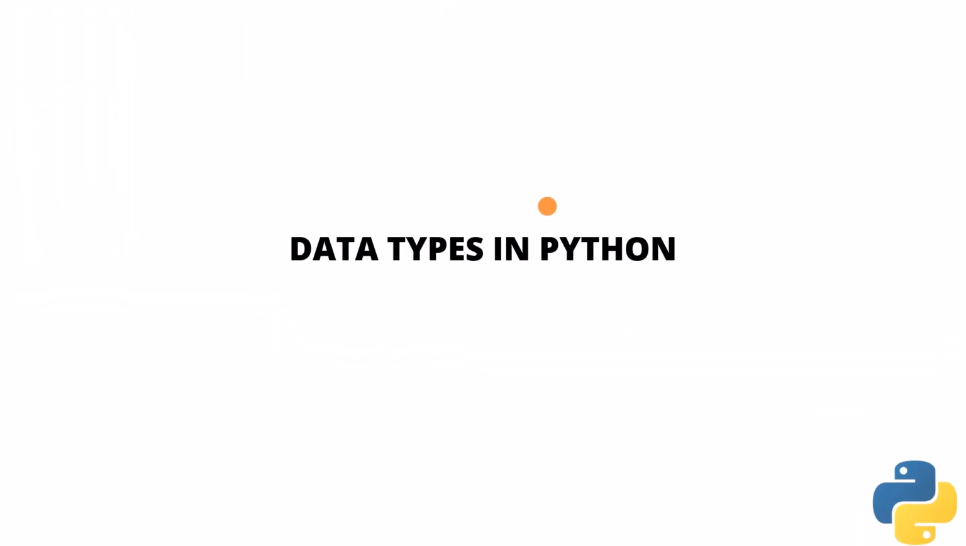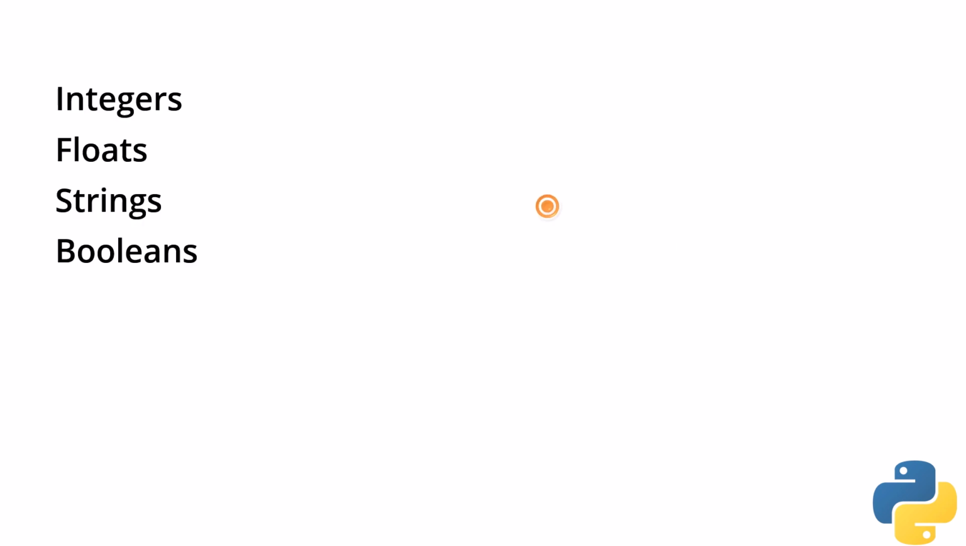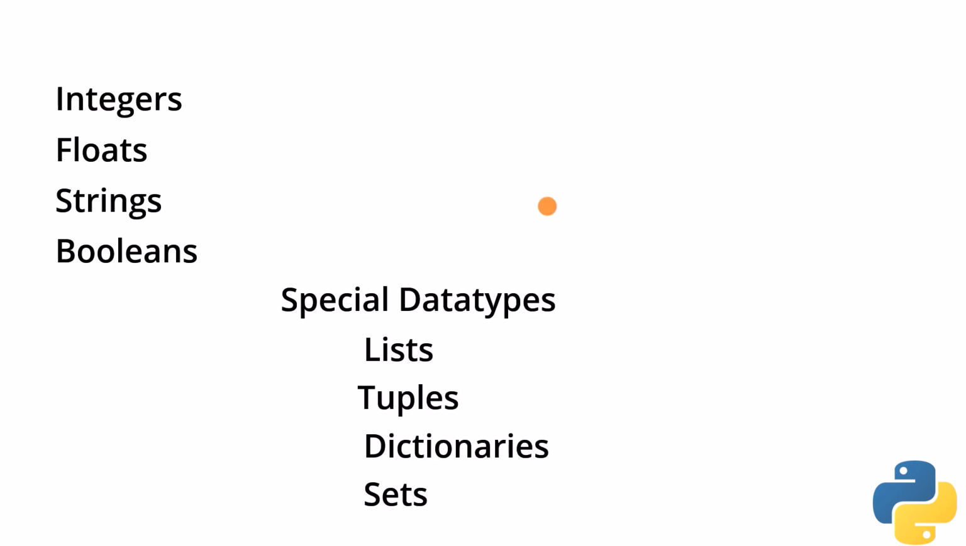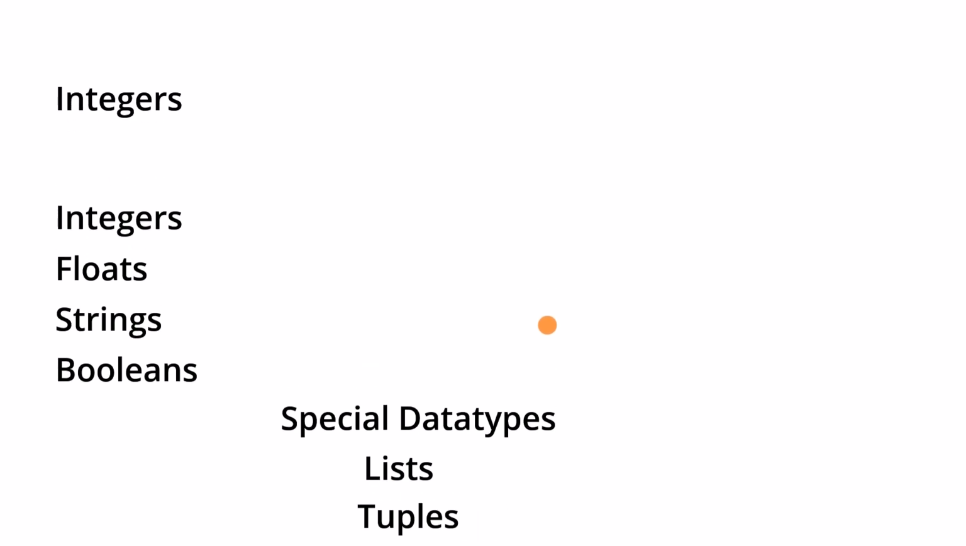In Python, every value has a data type, which defines the kind of data it represents and the operations that can be performed on it. So Python supports various built-in data types, including integers, floats, strings, booleans, and some special data types like lists, tuples, dictionaries, and sets. So we'll go through some of them to illustrate how each of them works.